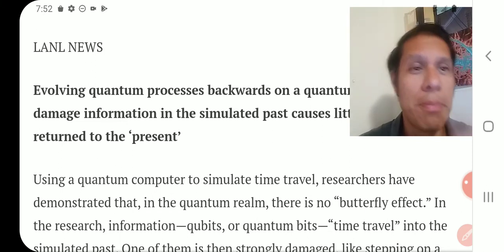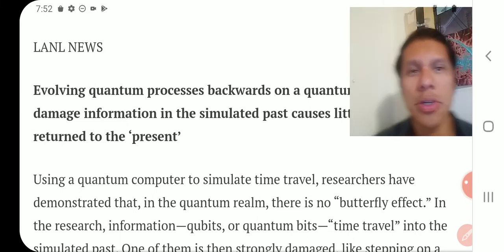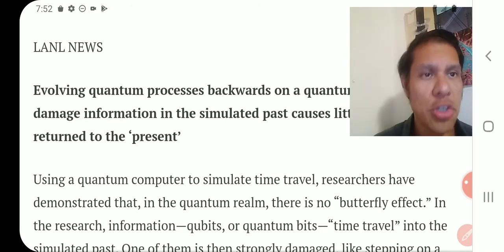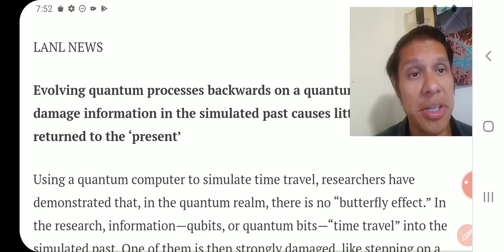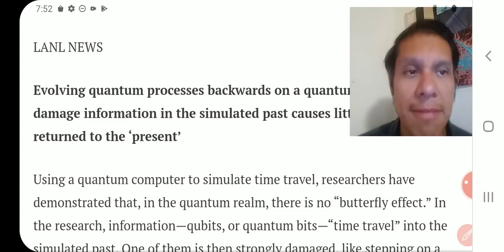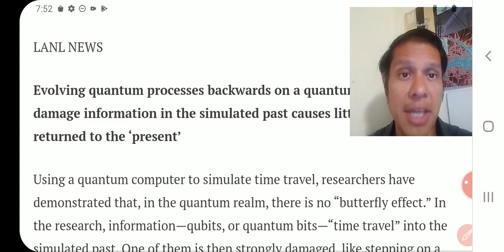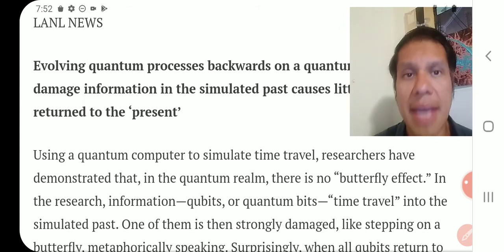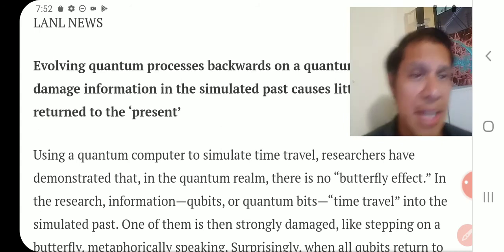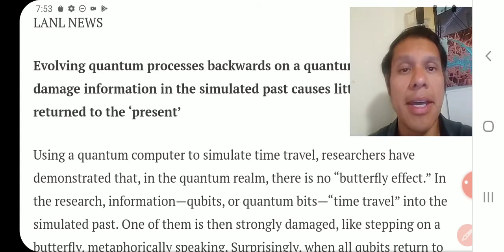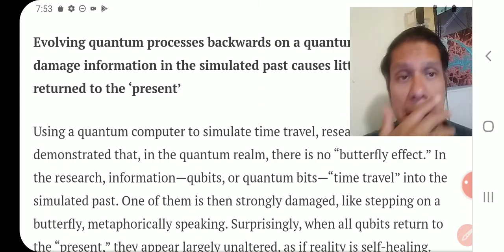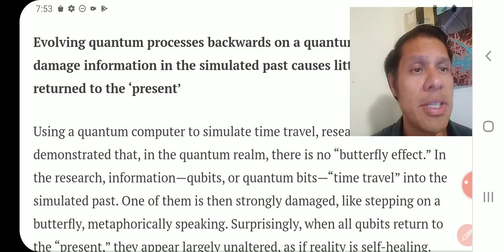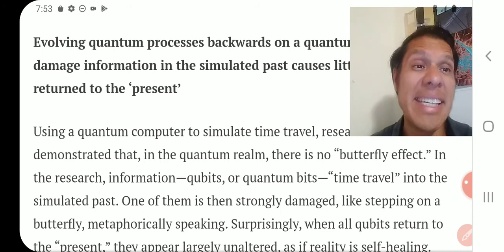Just an intuition. Using a quantum computer to simulate time travel, researchers have demonstrated that in the quantum realm, there is no butterfly effect. In the research, information, qubits or quantum bits, time travel into the simulated past. One of them is then strongly damaged, like stepping on a butterfly, metaphorically speaking. Surprisingly, when all qubits return to the present, they appear largely unaltered, as if reality is itself healing, right?